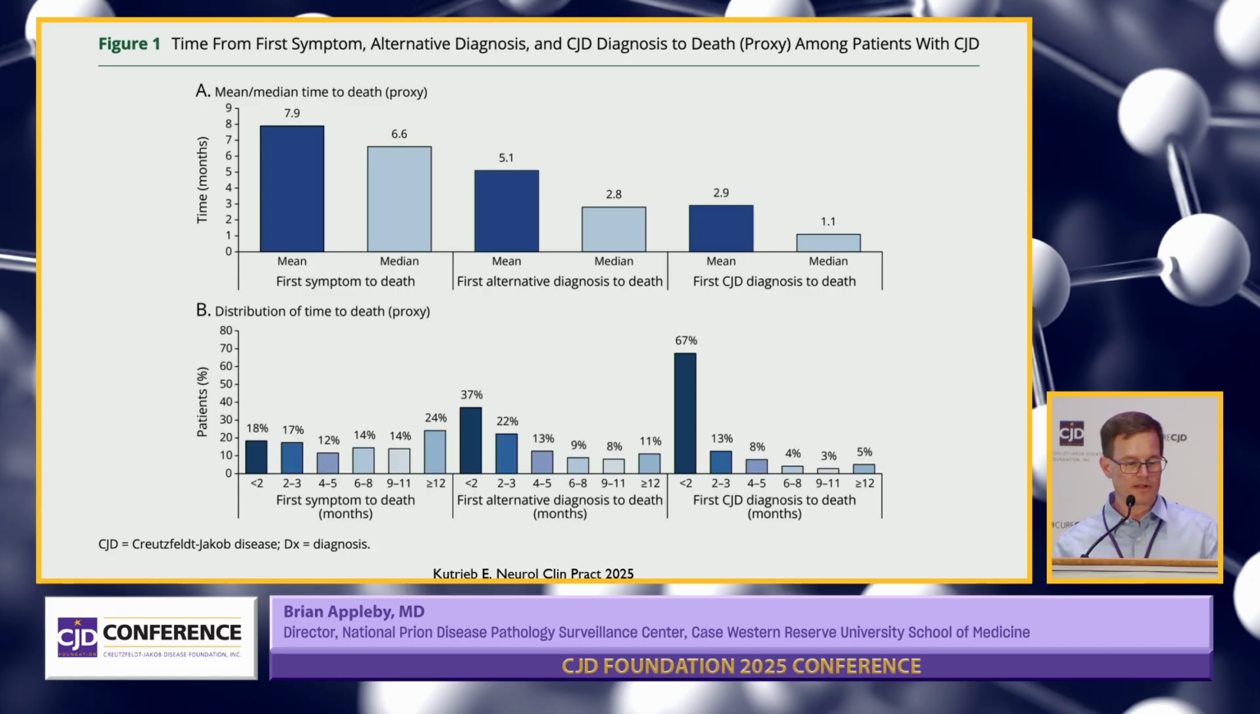This is another way of looking at it. Again, if you look at the very last section, first CJD diagnosis to death, 67% of people, that's under 2 months. And I think that's what most people's experience has been. And we'll talk about why that's the case. There are some things I think that we can change to improve that, but there are some important limitations that we're going to come across that may not be modifiable to help us increase the earlier diagnosis, and I'll focus on some of that as well.